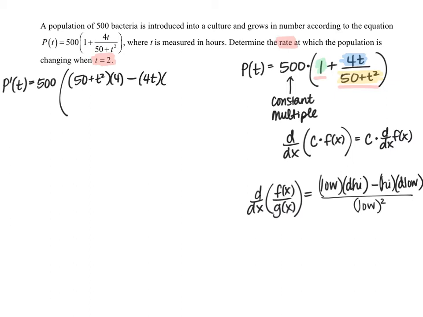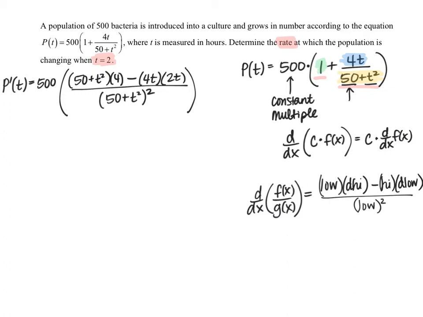Now the derivative of the 50 plus t squared: again 50 is a constant, so that's just 0, and the derivative of t squared is 2t. So that's low d high minus high d low, and then we square the bottom. So 50 plus t squared, the quantity squared. So this is going to be our derivative.